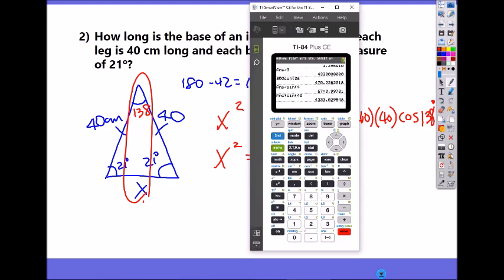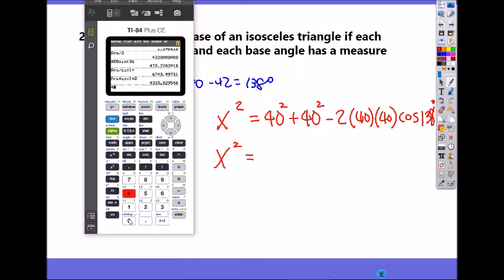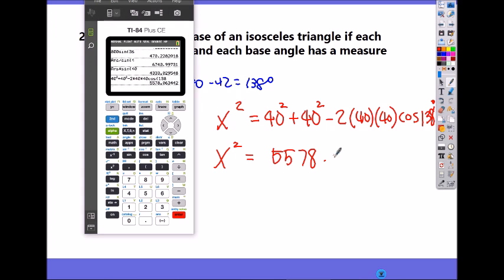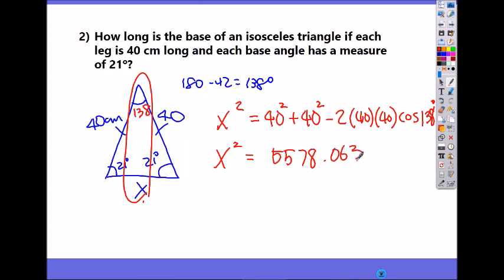So here I get 40 squared plus 40 squared minus 2 times 40 times 40 cosine of 138. Make sure your mode is in degrees, right? You just put the whole thing into the calculator. So 5578.063, and my last step is what? Take the square root on both sides.